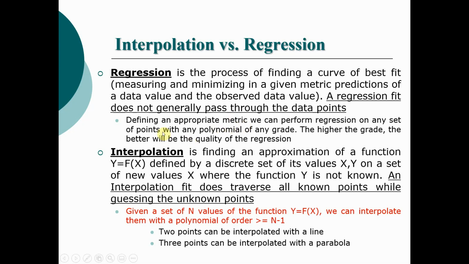Okay. The interpolation is finding an approximation of a function y equal to f(x) defined by the discrete set of values x and y's, like these are our measurements or data points. The interpolation fit traverses through all the available data points that we have, while guessing the value of unknown points, right? So this is the difference between interpolation and regression. Basically, regression does not generally pass through the data points, but interpolation does.